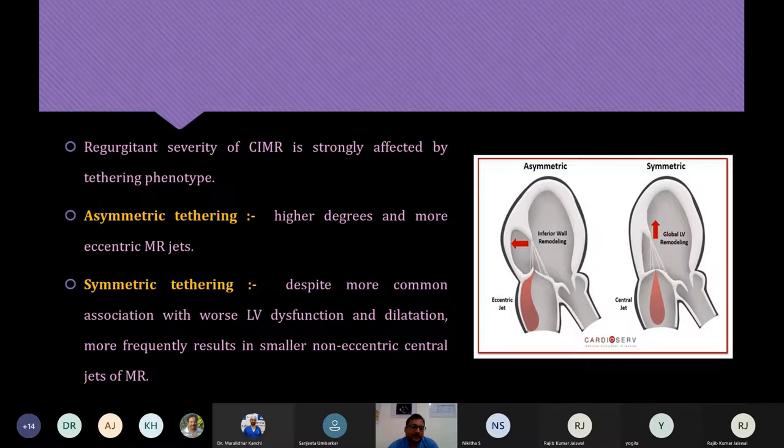So there is a difference between the symmetric and asymmetric tethering. Whenever there is asymmetric tethering, there are higher degrees of MR because the jets are eccentric ones. While when there is symmetric tethering, the primary pathology being annular dilatation, usually jets are smaller. So in those patients, LV may be more dysfunctional than in the asymmetric variety, but MR jets will be smaller. But in asymmetric tethering, though LV is a little better, the severity of the jet is more.